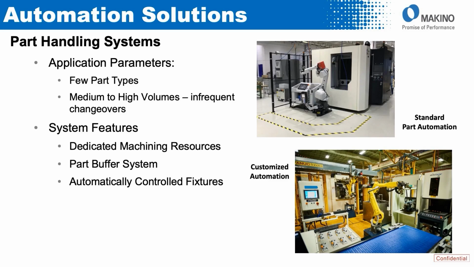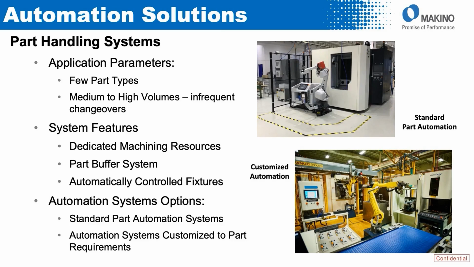System features include dedicated machining resources. So now I'm dedicating a machining center to a particular part type or a class or a family of parts. The buffer system is through the parts, not through the fixtures. You're loading parts into the fixture. The fixtures are resident on the machining center. So you're getting that buffer from the parts that you're stacking up in front of that robot automation. And then, of course, you have to integrate automatically controlled fixtures, hydraulic or air, something of that nature.